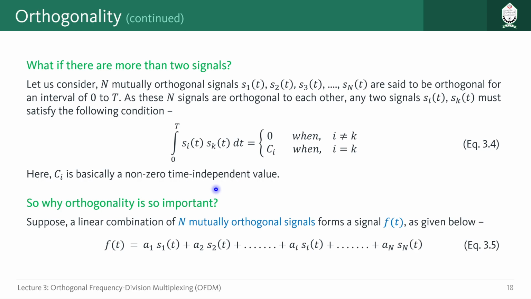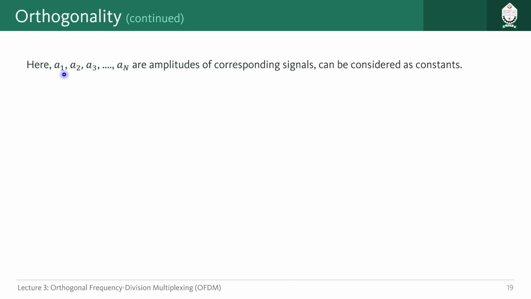Now what is the importance of this orthogonality? To be more specific, what is the importance of orthogonality in our communication system? Can we describe that? For doing that, let us take a function f of t, which is a linear combination of n mutually orthogonal signals like described here. So f of t can be described like this. So we have n mutually orthogonal signals S1, S2, Si up to Sn, and we are taking the linear combination of them. So A1, A2, Ai, these are basically the amplitudes of our signals, just constants. That is what is written here. So A1 up to An are just the amplitudes of the corresponding signals and can be considered constants, no problem.